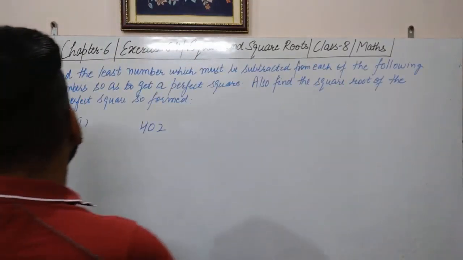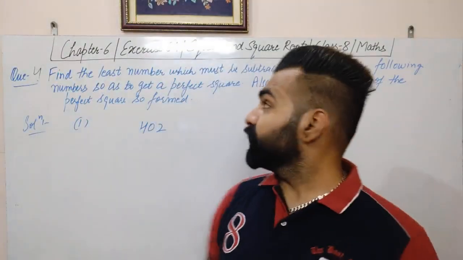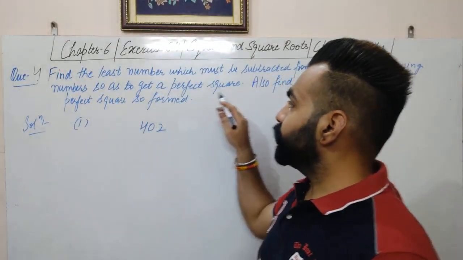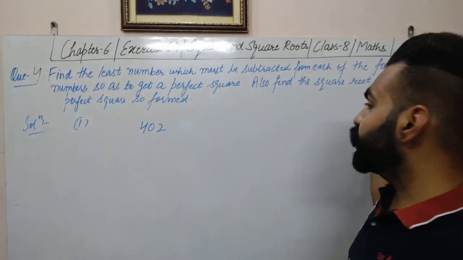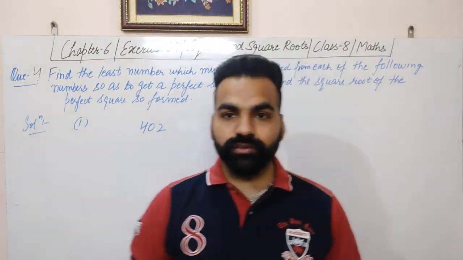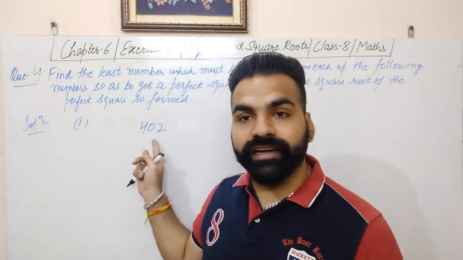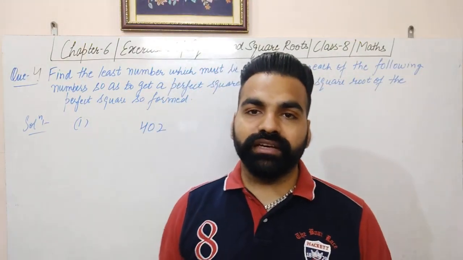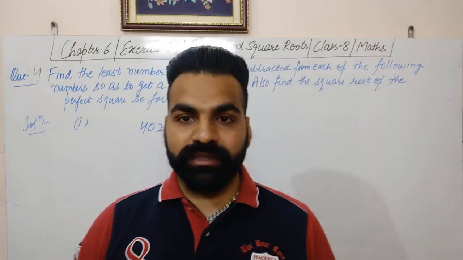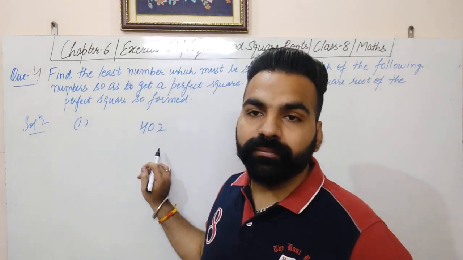Now question number 4. Find the least number which must be subtracted from each of the following numbers so as to get a perfect square. Also find the square root of the perfect square so formed. The given numbers are not perfect squares. So we have to find a number which should be subtracted from 402, that is, whatever the given number will be. We have to find the number which should be subtracted so that the new number forms a perfect square.